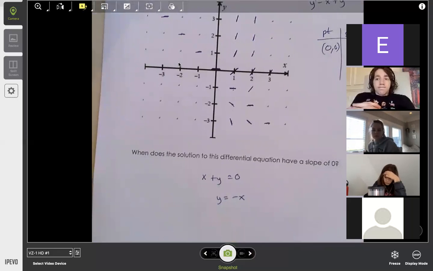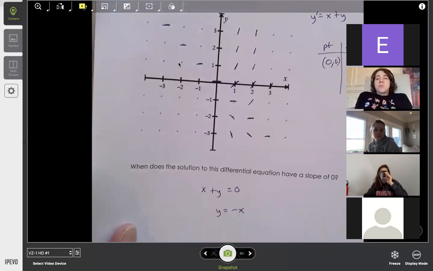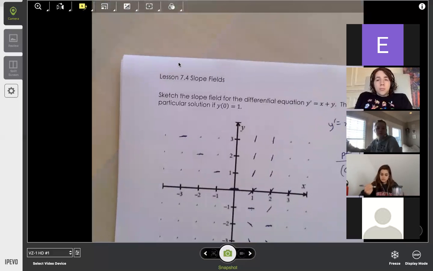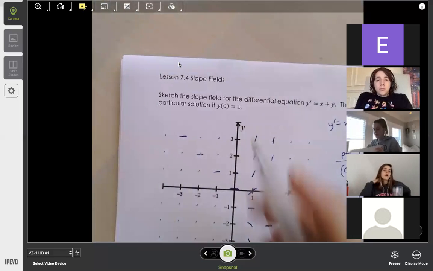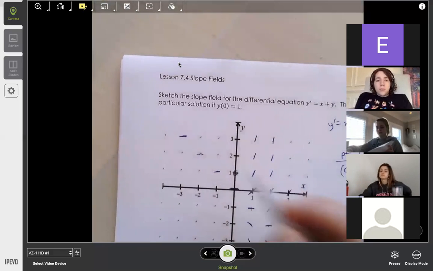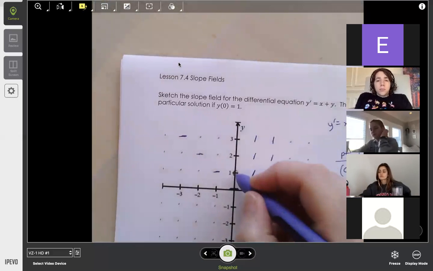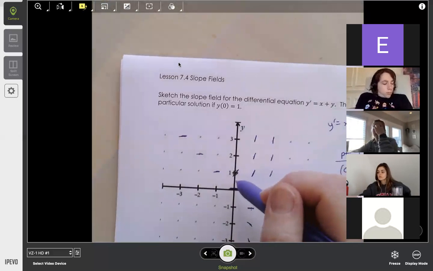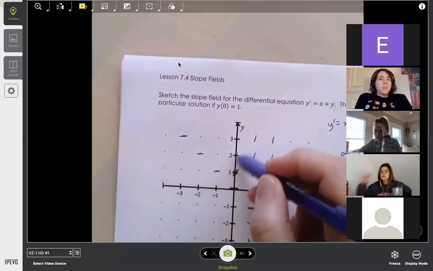How would you plot the specific point? They gave you y at 0 equals 1. Oh, then sketch the particular solution if y of 0 is 1. Okay, so that means we're looking at the point 0, 1, right? And the slope there would be 1. And at 2, 0 would be 2, and it'd be 3.